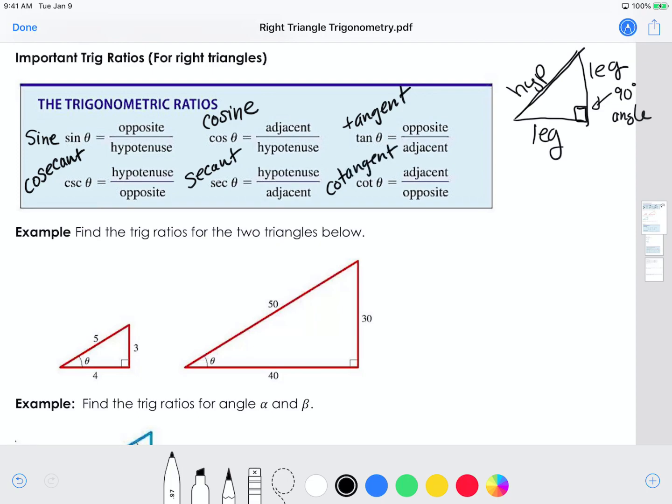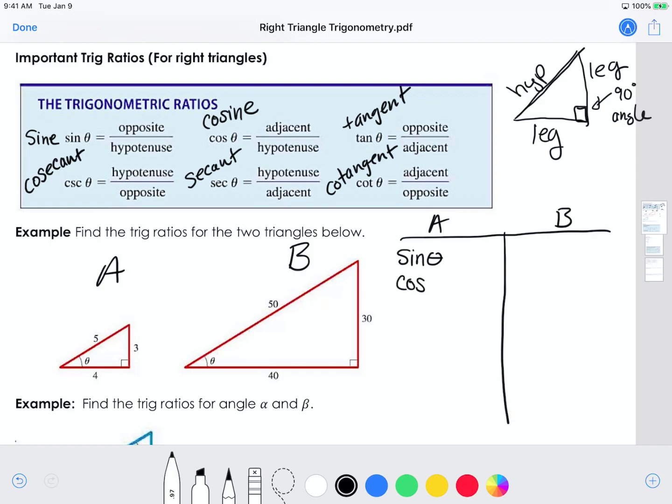In the first example, it says find the trig ratios for the two triangles below. So I'm going to label this as triangle A and triangle B. For triangle A, we have to find the sine of theta, cosine of theta, tangent of theta, cotangent of theta, secant theta, and cosecant theta. And we're going to do that for both triangles.